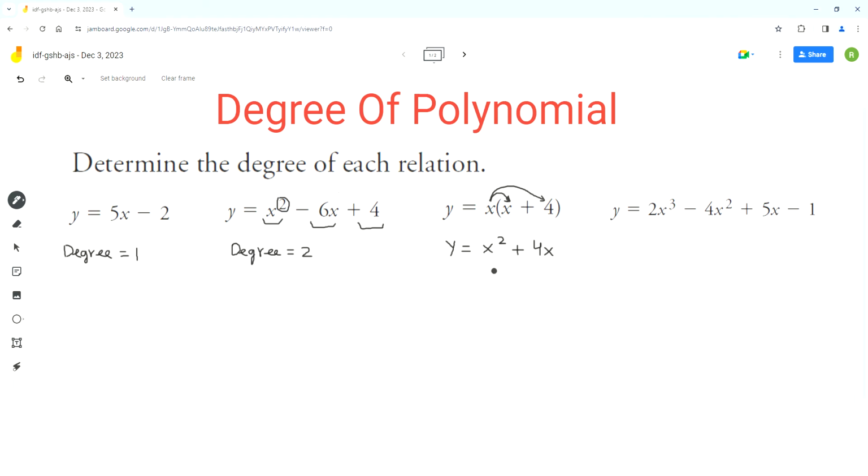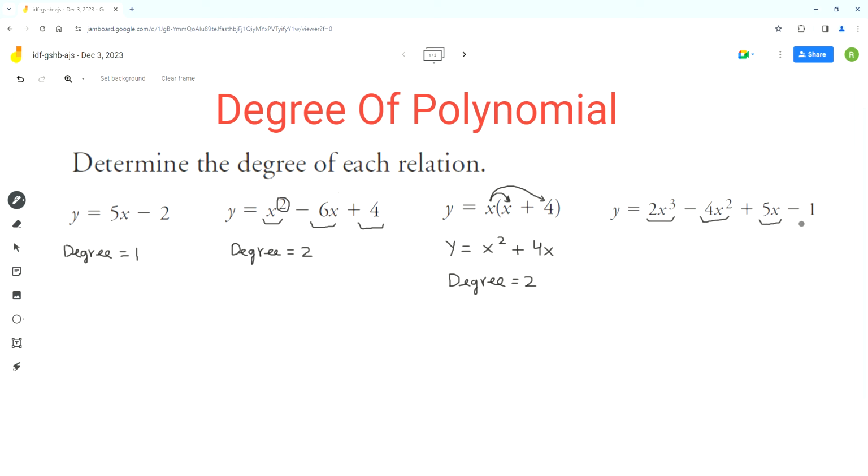Now this relation is in standard form, and now we can find its degree. So the degree is the highest power on the variable, which is x here, and again the highest power on the x is 2 in this case. So the degree of this relation is 2. So there's a very important concept you have to keep in mind, that we can find the degree of a relation from standard form.